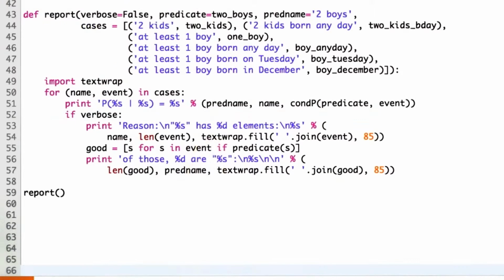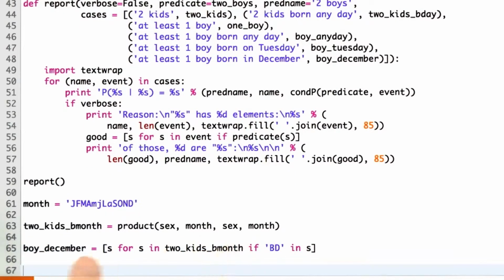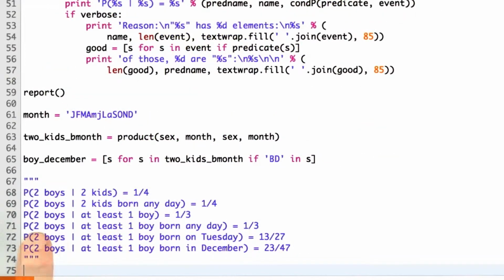How did that happen? Well, I wrote up a little function here to report my findings, and here are its arguments. You can give it a bunch of cases that you care about, the predicate that you care about, and whether you want the results to be verbose or not, and it just prints out some information. By the way, as part of this, I also looked at the question of what's the probability of 2 boys given that there's 1 boy born in December, so I threw that in as well. And here's the output I get. 2 boys given 1 boy is a third. 2 boys given at least 1 boy born on any day is still a third. Born on Tuesday is 13/27, and born in December is 23/47.